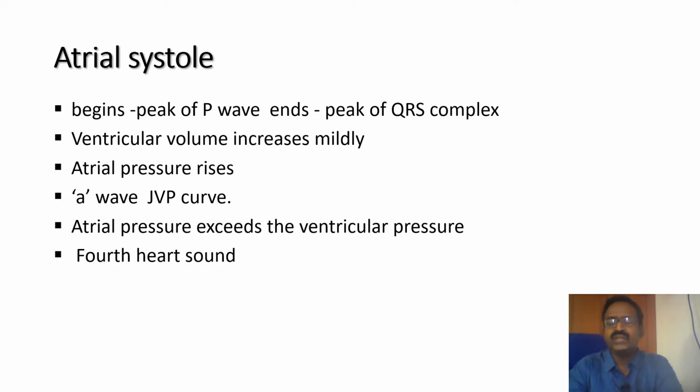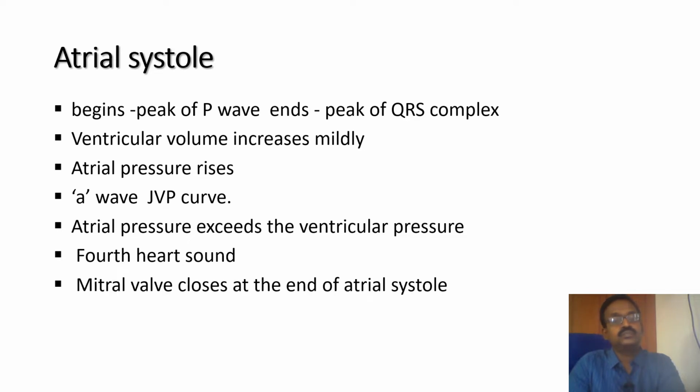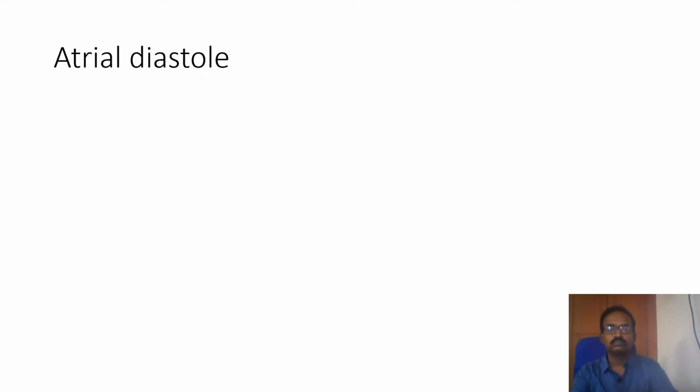The fourth heart sound is heard during the atrial systole. It is due to the inflow of blood from the atria to the ventricle. It produces a fourth heart sound in the phonocardiogram. Recording of the heart sound is called the phonocardiogram. The mitral valve closes at the end of the atrial systole. At that time ventricular pressure exceeds the atrial pressure.